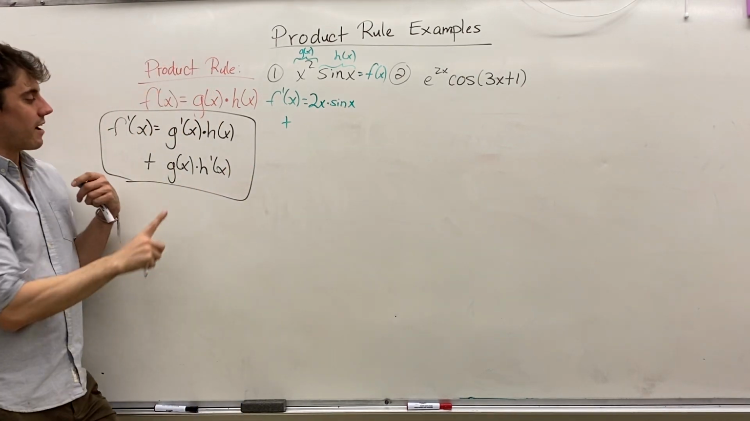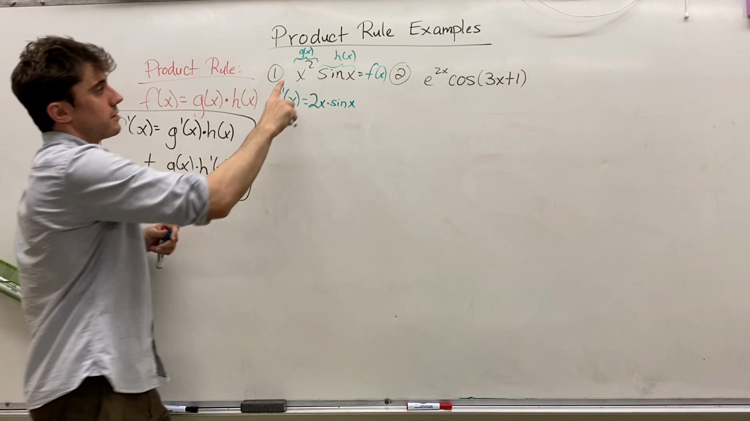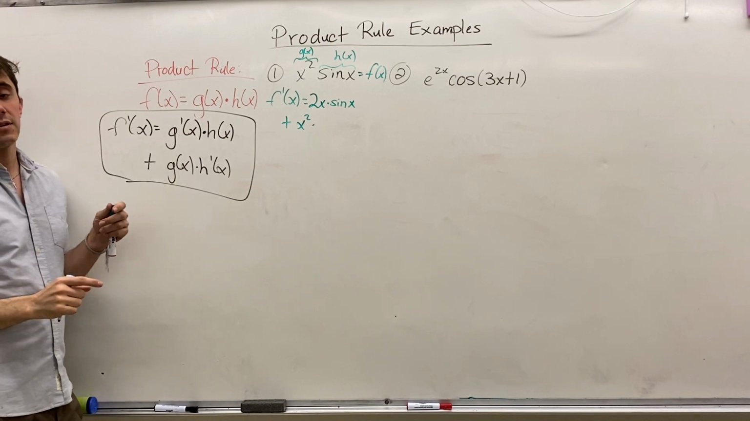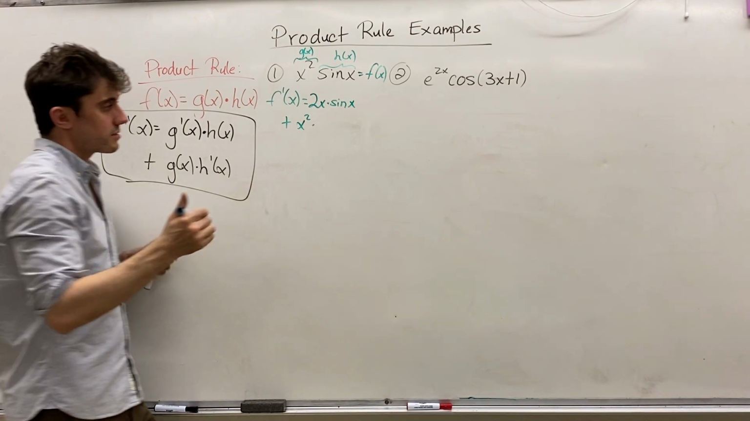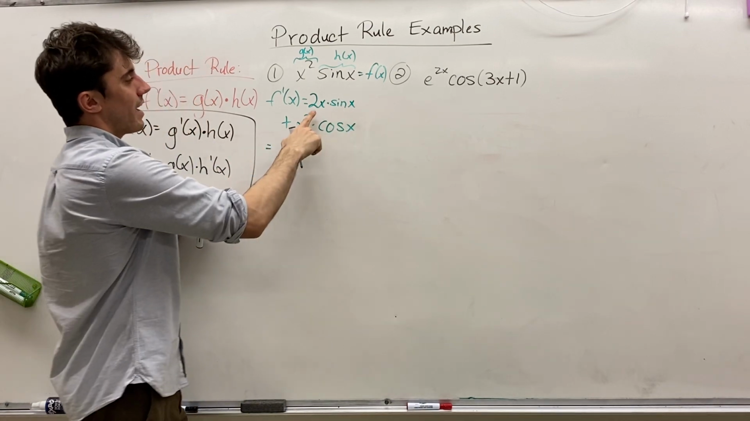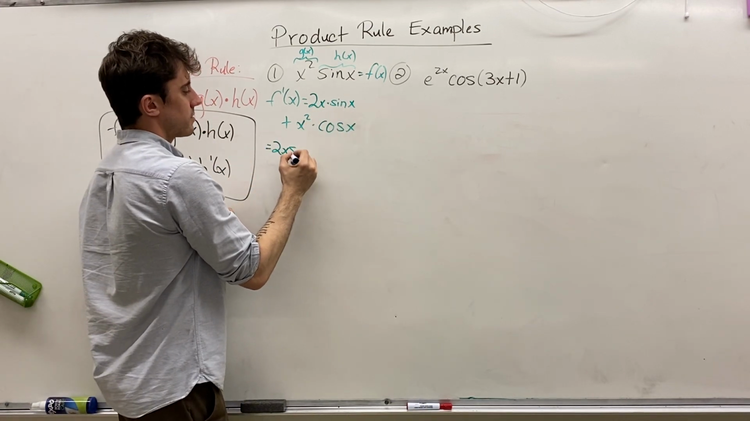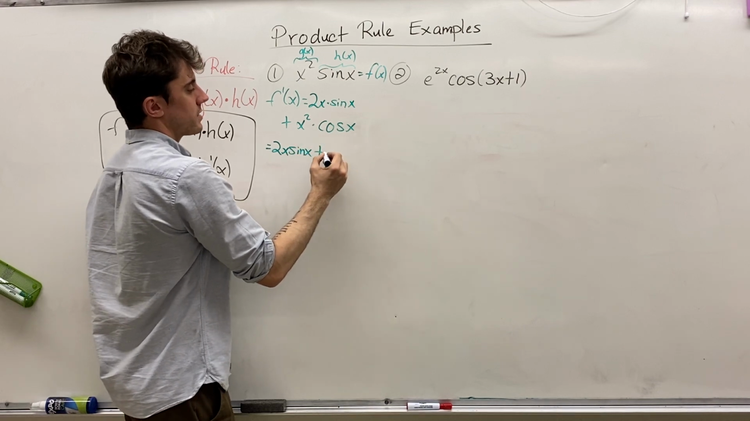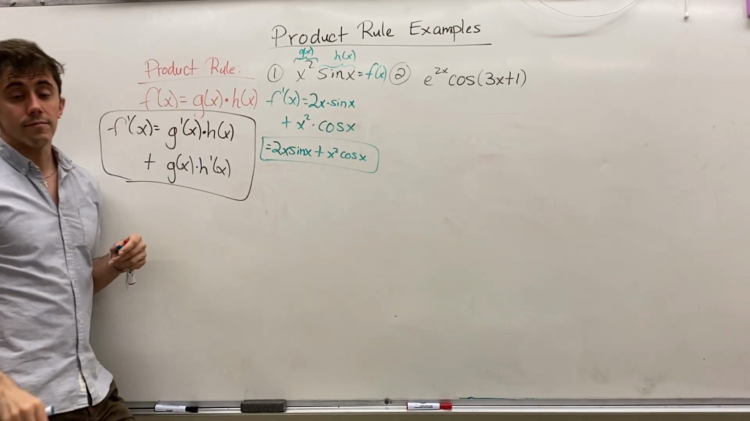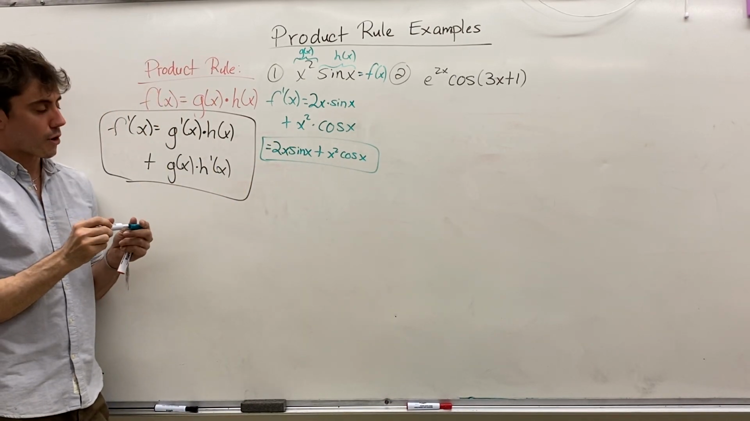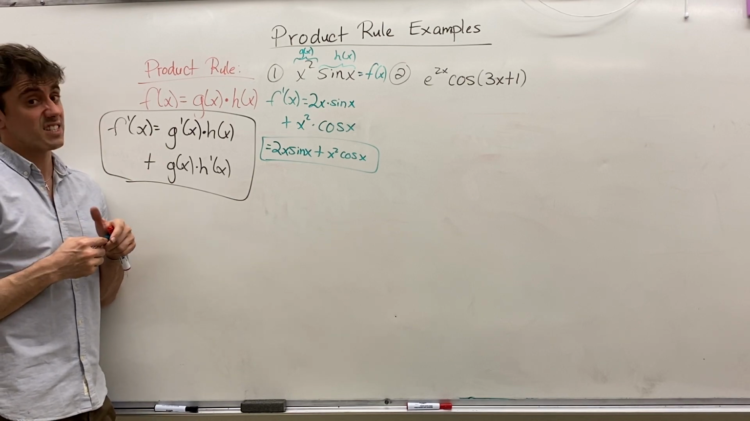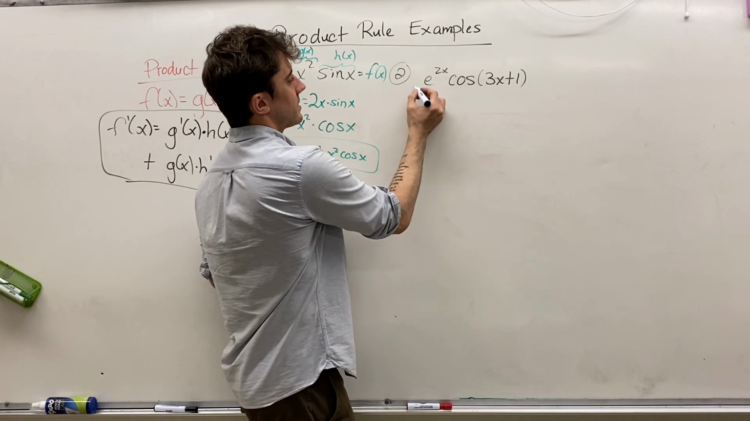plus, now we have the original function, g of x, so x squared, times the derivative of the second part. The derivative of sine x, if you know your trig functions, is cos x. And so now, putting it all together, what we have is 2x sine x plus x squared cos x. Okay, and that's it. We're done. The product rule has been used, and we have our derivative, f prime of x.